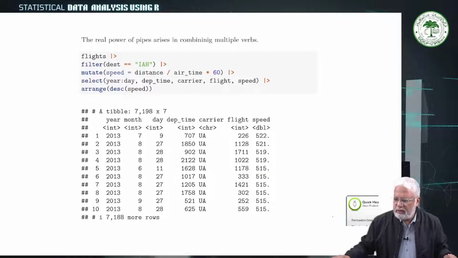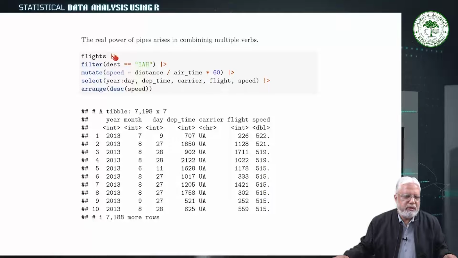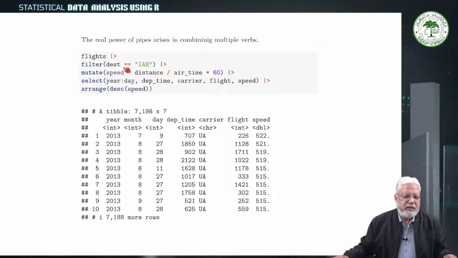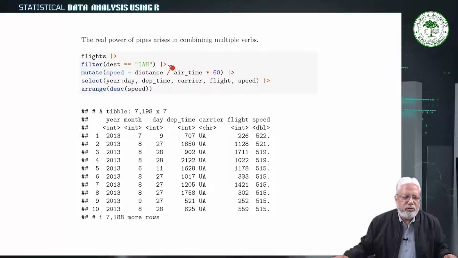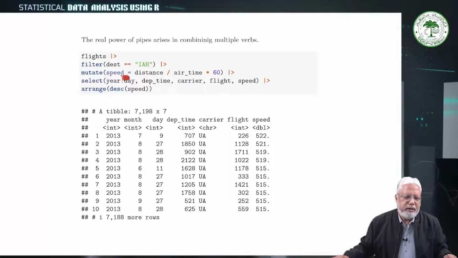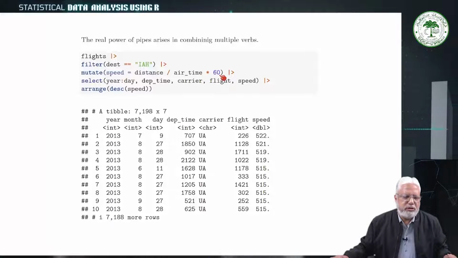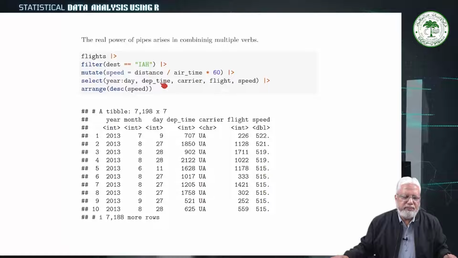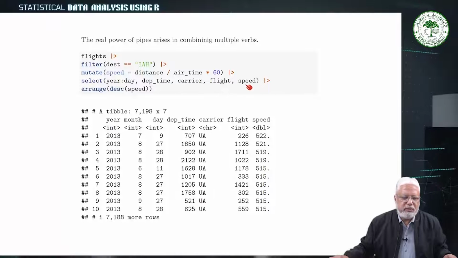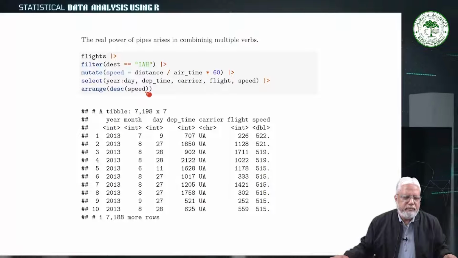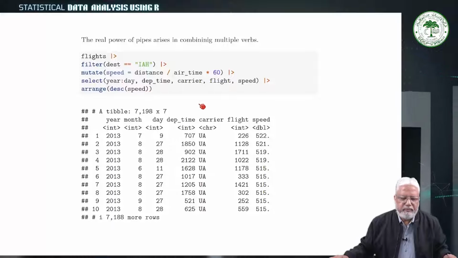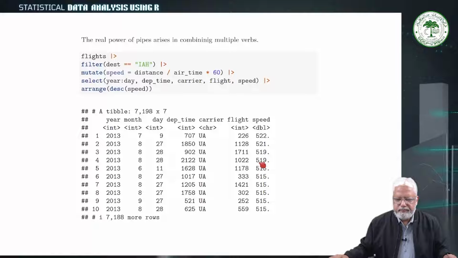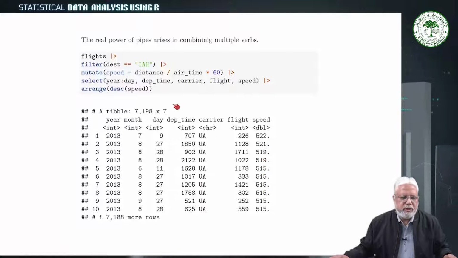First with data flights, we are using the pipe, filter, destination is equal to IAH, and then we are using another pipe, mutate, speed is equal to distance upon air time into 60. Then we are using another pipe, select, year to date, departure time, carrier, flight, speed, and then we are arranging them in terms of speed. See, it is in decreasing order of speed.